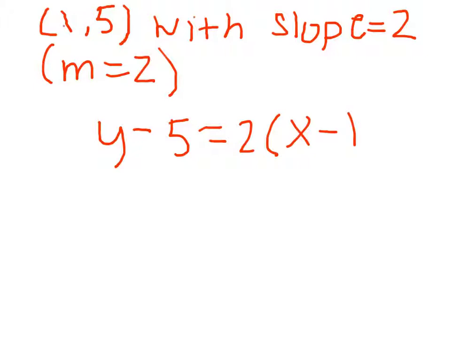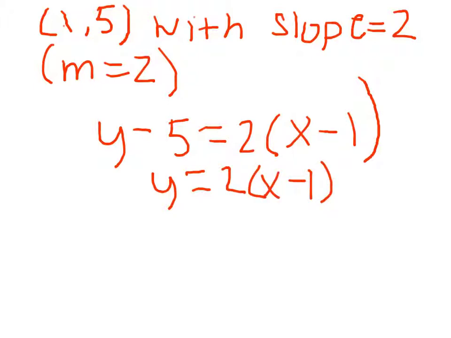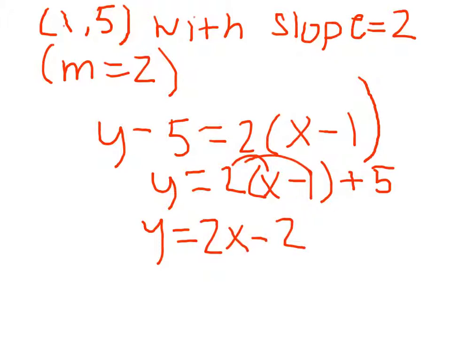So then now to put it into the y equals mx plus b form, you would solve by adding 5 to both sides first. So then y would equal 2 times x minus 1 and then plus 5. So you have to distribute the 2, giving you y equals 2x minus 2 plus 5, which is y equals 2x plus 3.